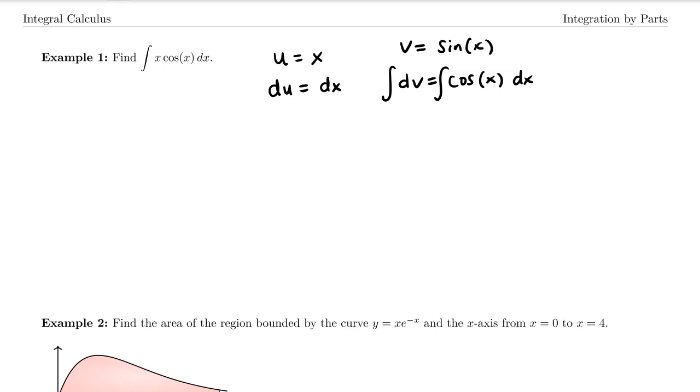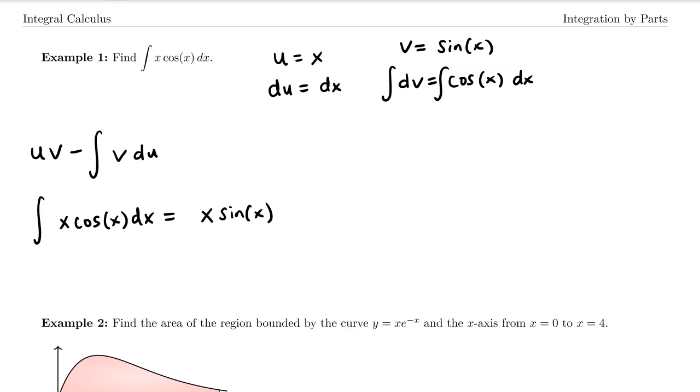Okay, so I'm just going to copy down our formula really quickly using our mnemonic device. So we have ultraviolet minus super voodoo. Okay, so using that formula, our original integral should equal u times v minus the integral of v du. So now I just need to go ahead and evaluate that integral at the end.